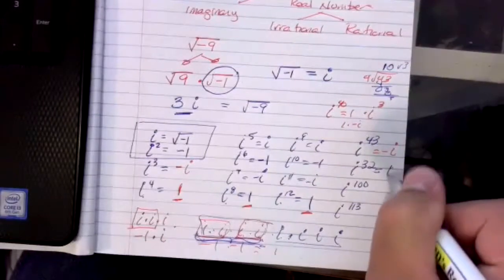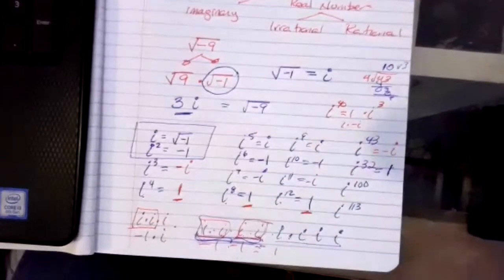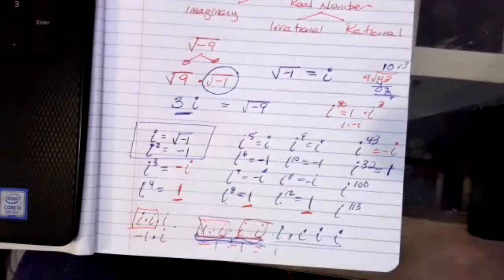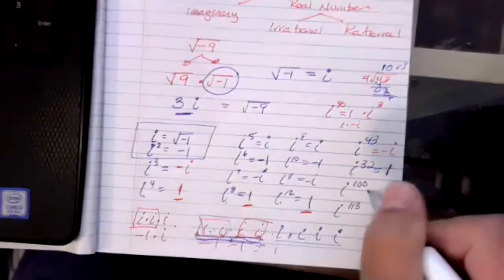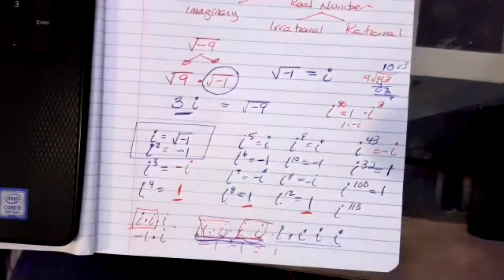Right? So that would just be 1. Any multiple of 4 would be 1. Oh, I have another. 100 is a multiple of 4. That's not a good example. 100 is also a multiple of 4.